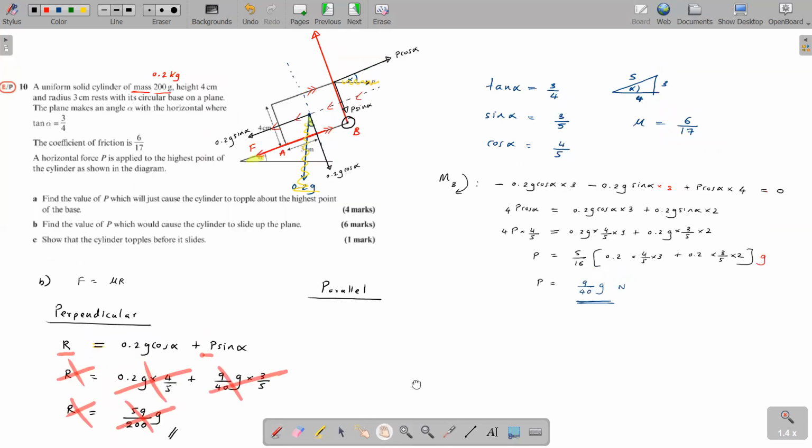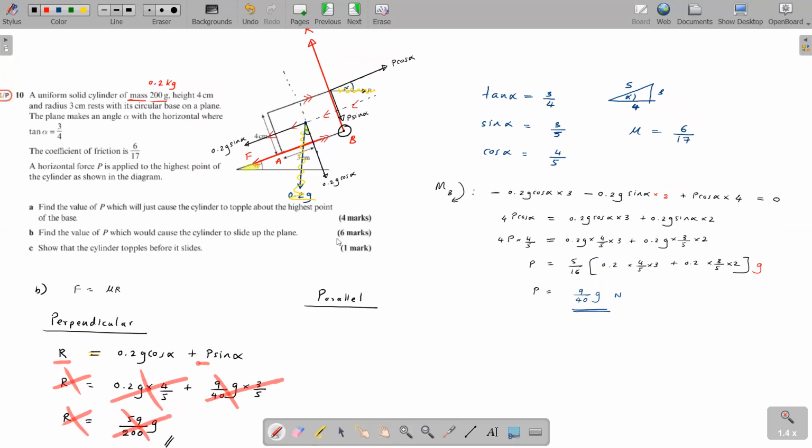So when you consider the forces parallel to the plane, guys, what are the forces we have? We have P cos alpha acting along the plane upwards. And what else do we have? We have 0.2 G and F acting in the opposite direction, parallel to the plane but downwards. 0.2 G sine alpha plus F. And you know, if you're on the point of sliding, F should be equal to mu R. So you input mu R here.